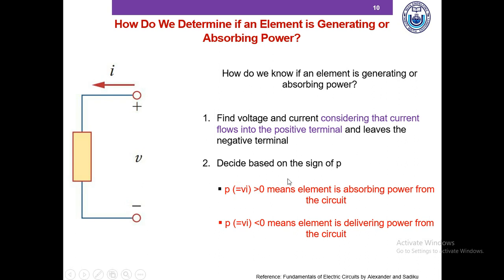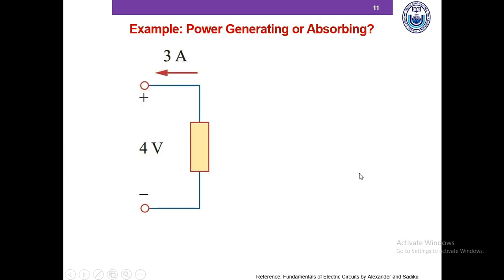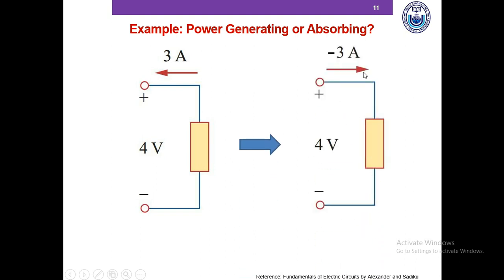So these are the simple two steps that will help us to determine whether or not an element is generating or absorbing power in a circuit. So let's illustrate this with an example. Here we see that the current through this element is going out of the positive terminal. So that's not according to our format. So what we need to do is reverse the direction of the current.